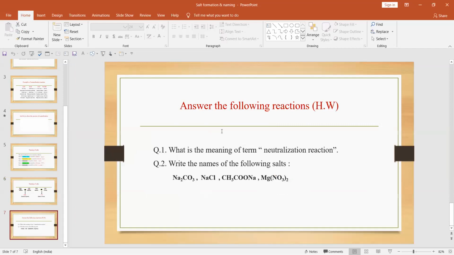Here are some questions related to the topics that we are discussing. Please go through these questions and write the answers in your homework notebook.